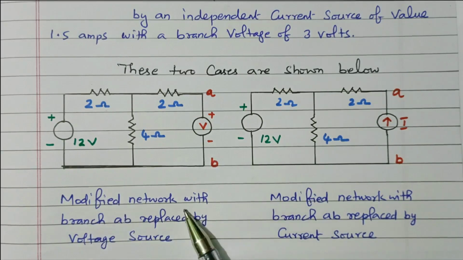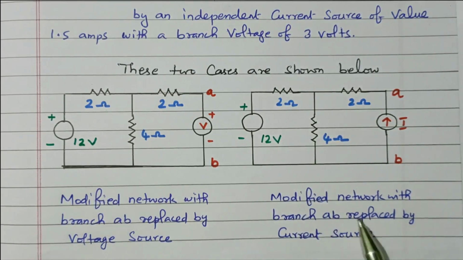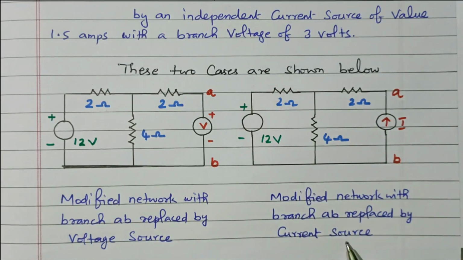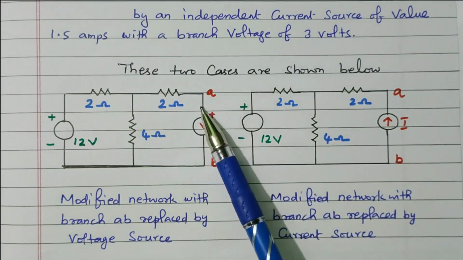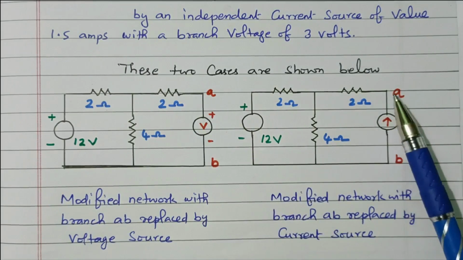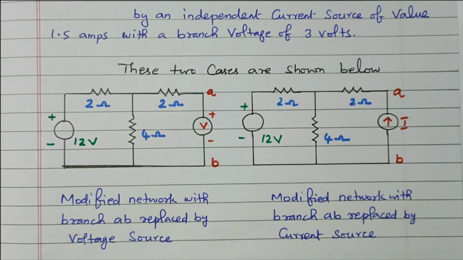So this is the modified network with branch AB replaced by the voltage source, and the modified network with branch AB replaced by the current source, right? By maintaining current and voltage, we replace it with the voltage source as one possibility and the current source as another. So in this problem we discussed the substitution theorem. In the given network, the branch AB is replaced by a voltage source and a current source.